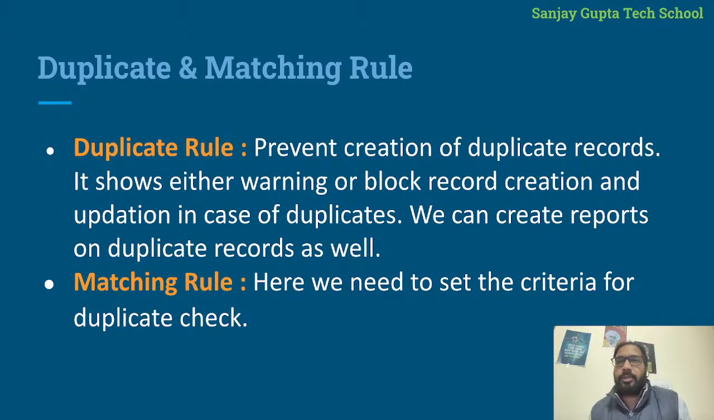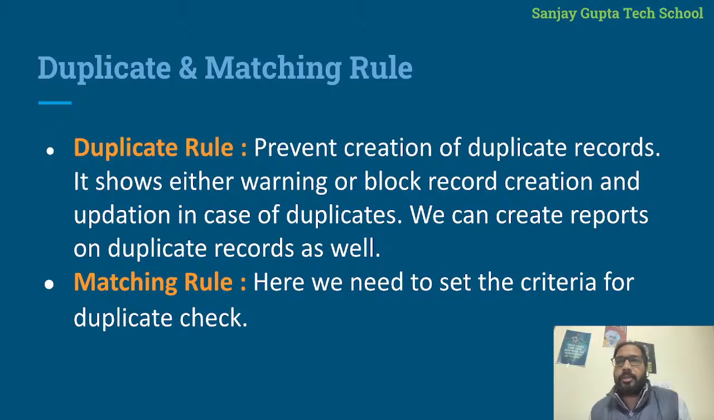If you want to apply that kind of duplicate check, we have one option, that is the duplicate rule. It shows either a warning or blocks record creation and updation in case of duplicates. So we have two options, either we can show the warning or we can block record creation or updation, right? Later we can create reports on duplicate records as well. Reports we will be covering next week, and I will tell you how you can create reports on duplicate records.